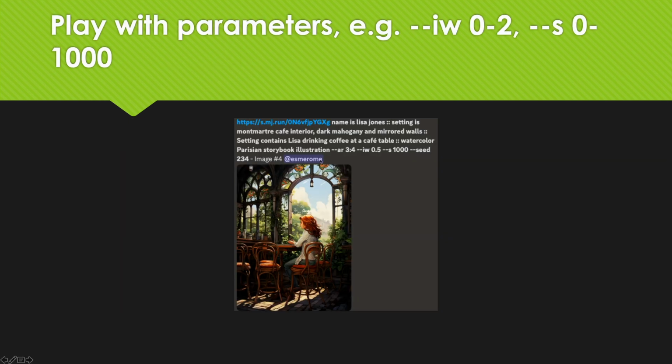You can also play with different parameters. You can change the image weight. You can change the stylization. Here's one where the image weight is lower, but the stylization is maximized. We've got --s 1000, and I kind of like this one. This feels very atmospheric, very scenic. And we've got the basics here. I mean, we could fix this little flounce on her shirt in Photoshop without any issue, but that's kind of nice.